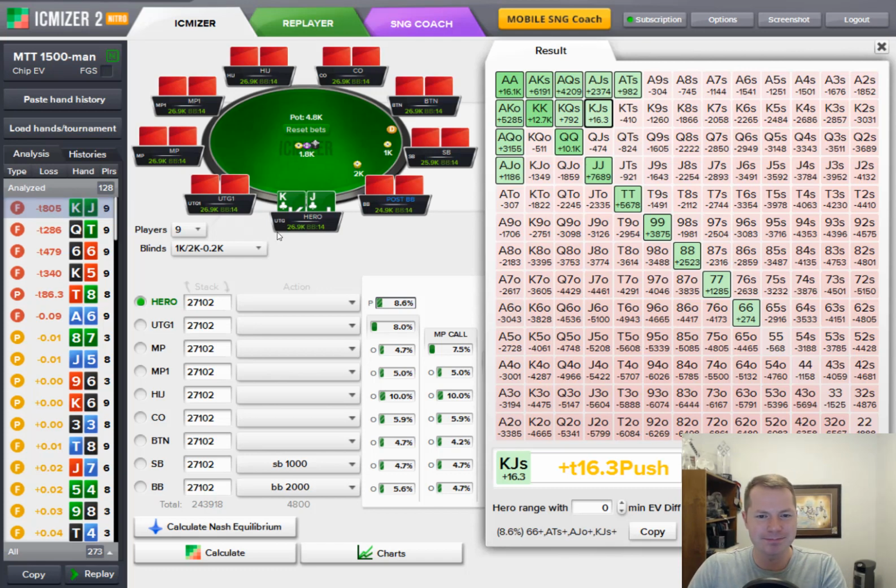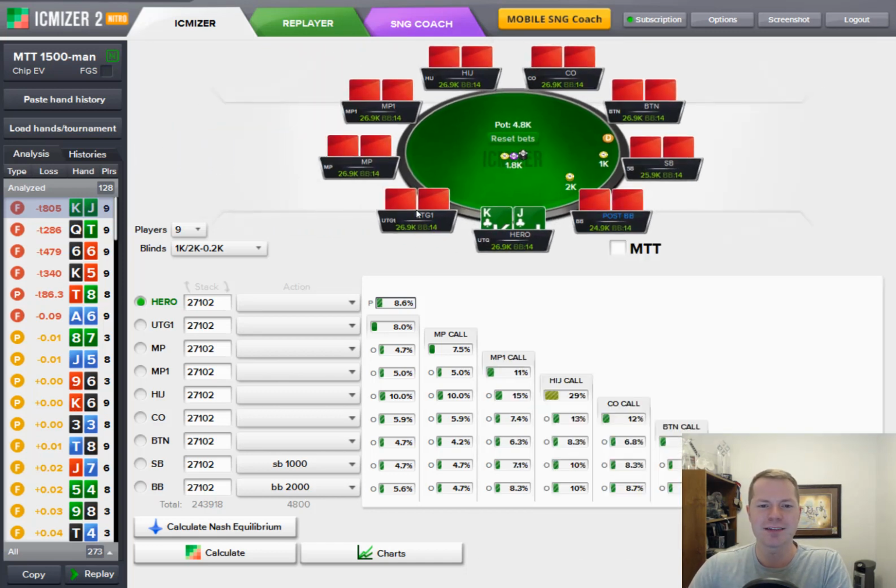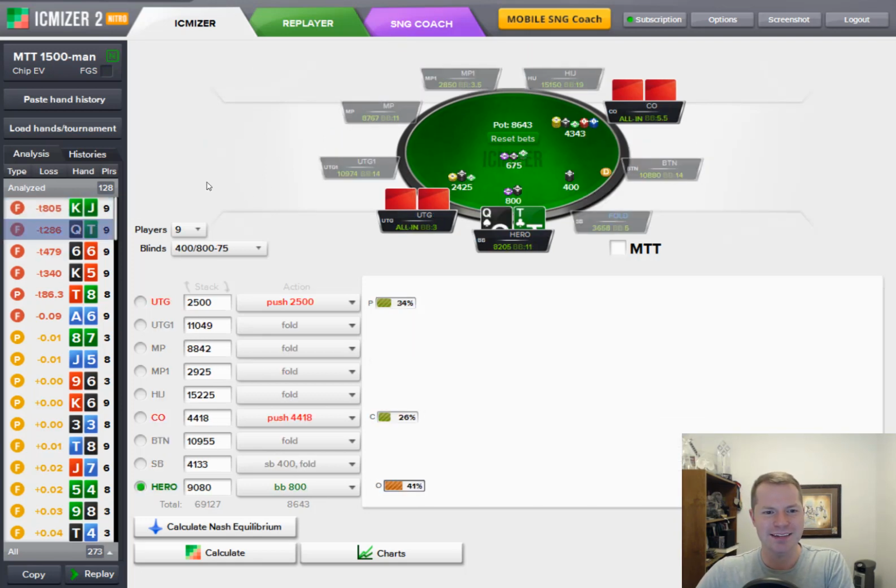But if all the stacks were the same as what I have here, you see my error would be minimal, right? Folding is 0 EV, and shoving is 16 chips, I believe, which is not much at all, right? So that was my mistake. I clearly did not look at all the stacks, and if you don't look at the stacks, you're going to make errors. All right, let's take a look at the next hand.